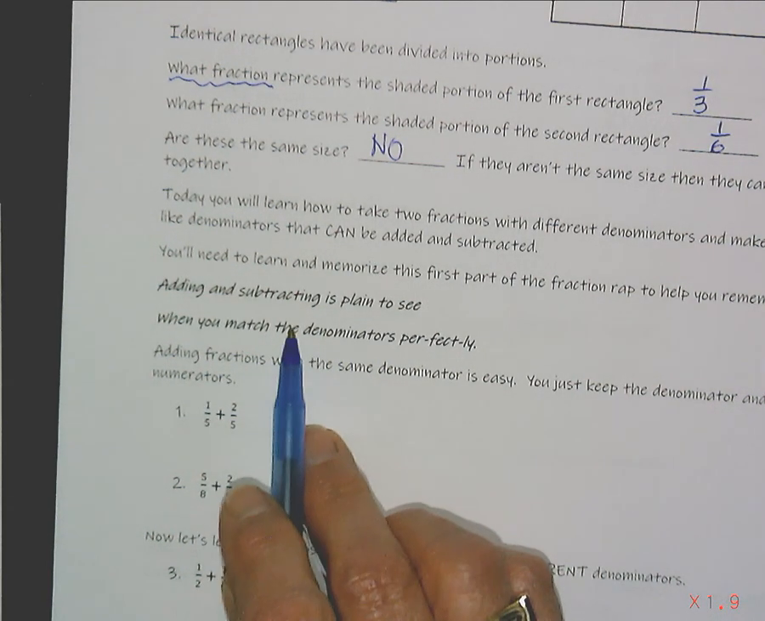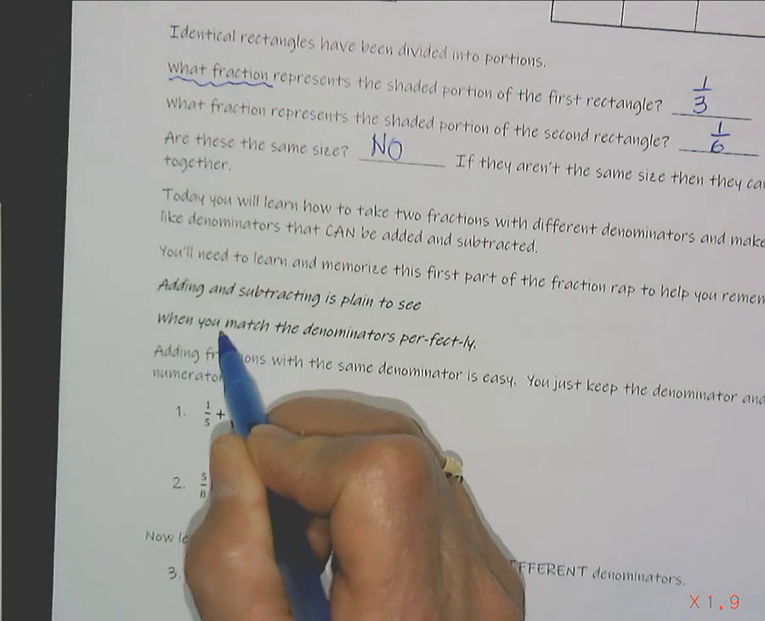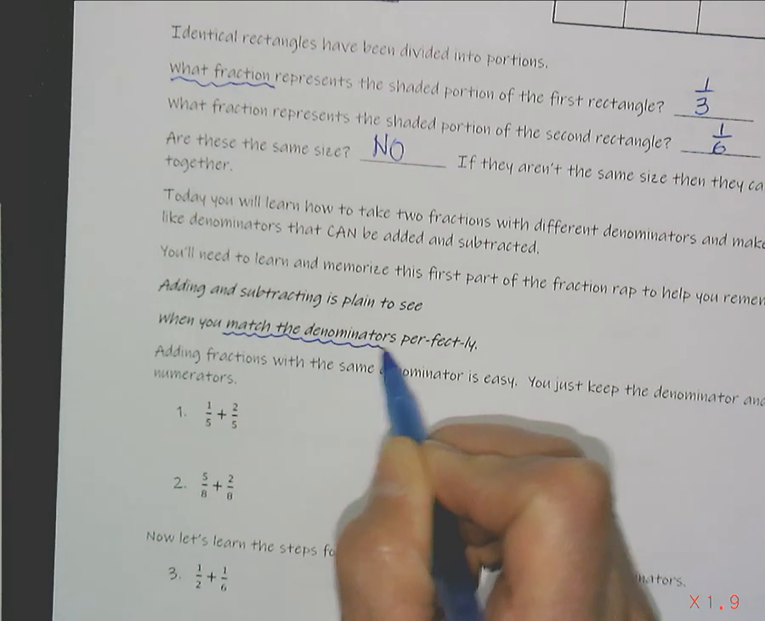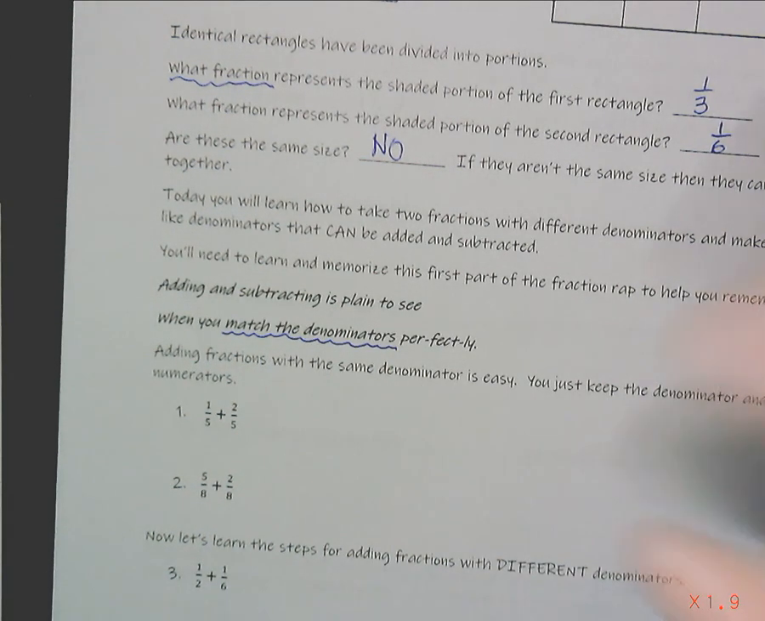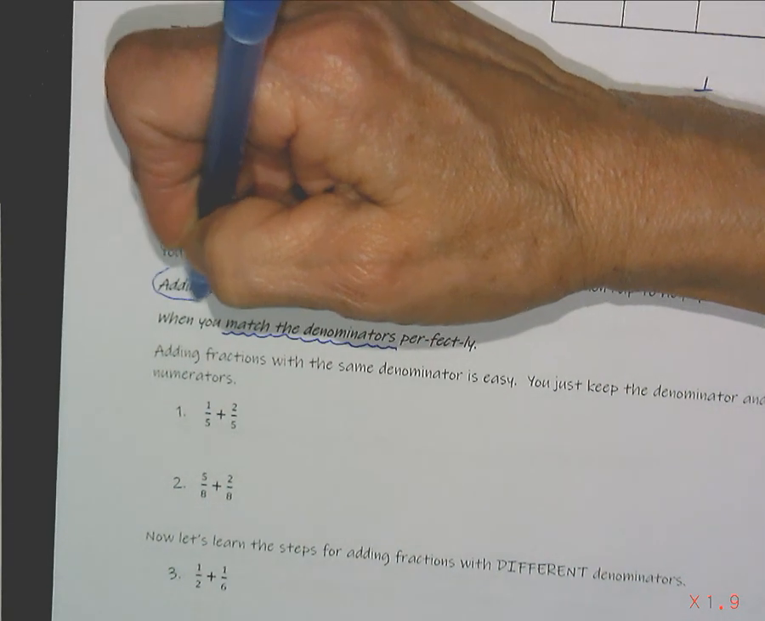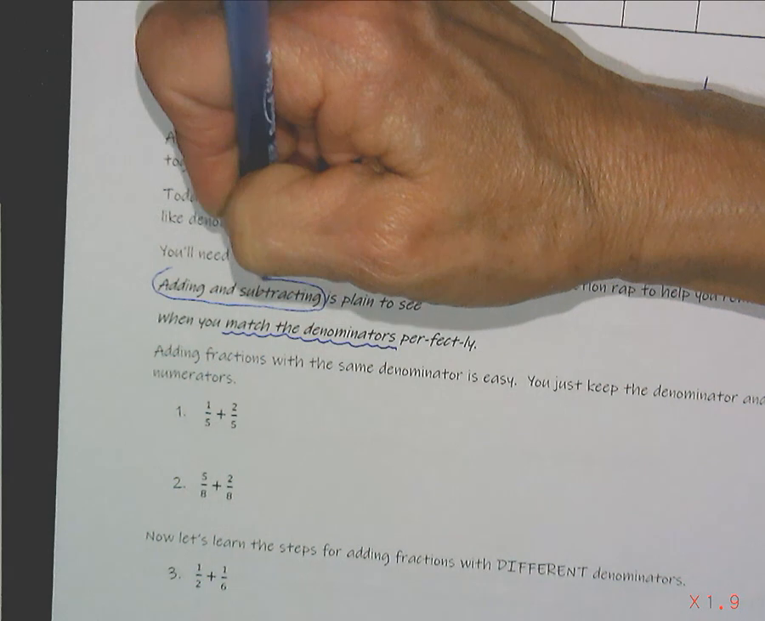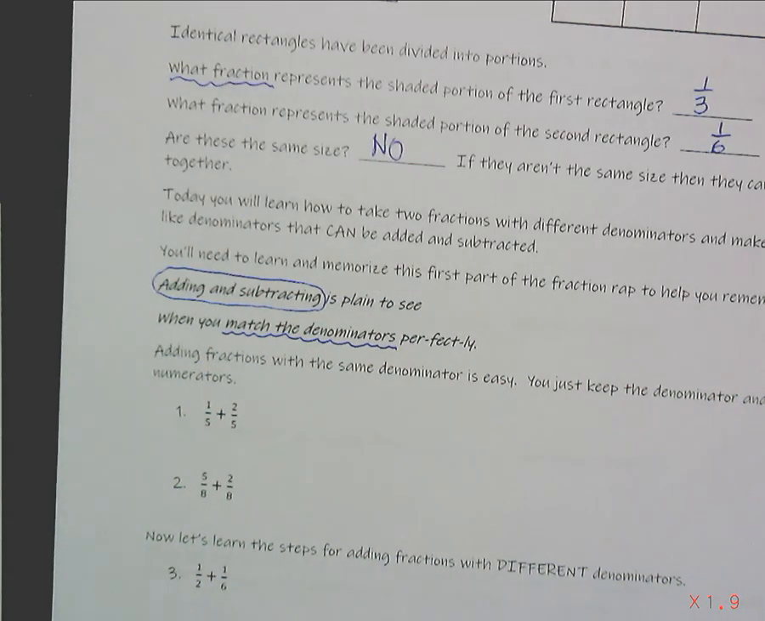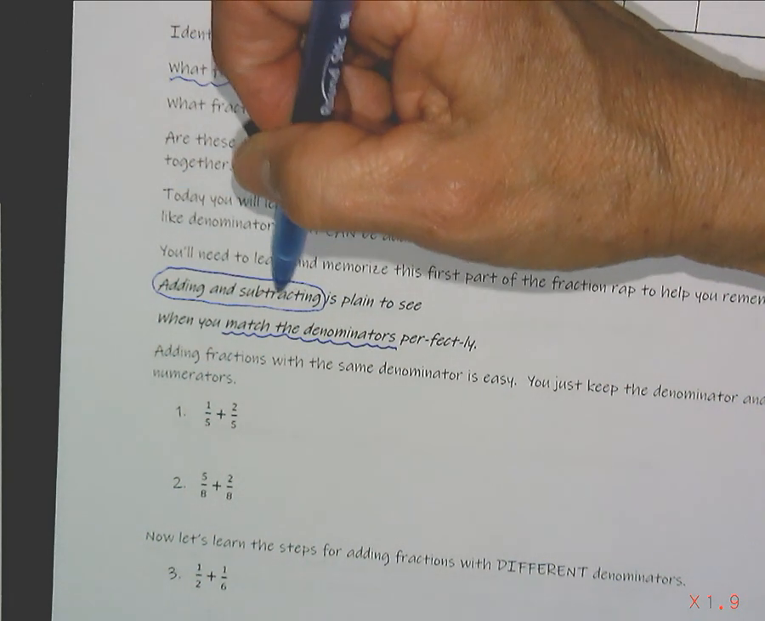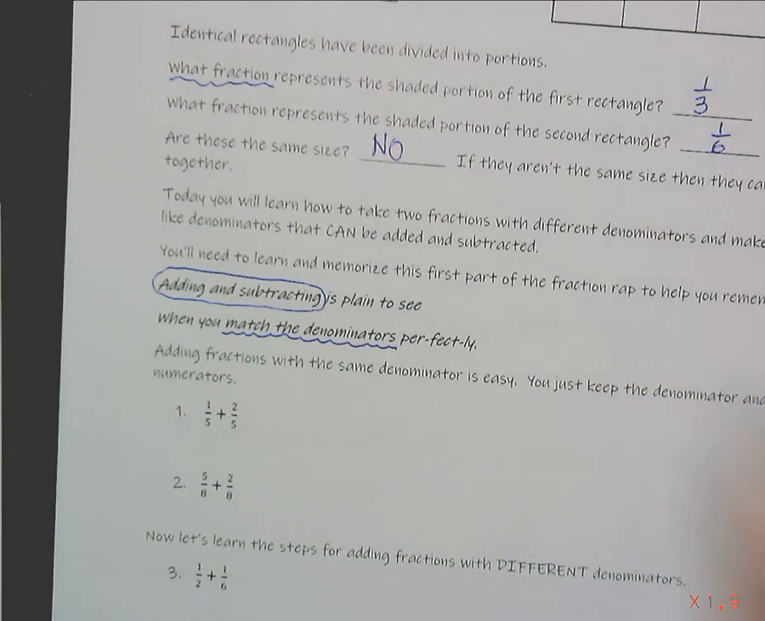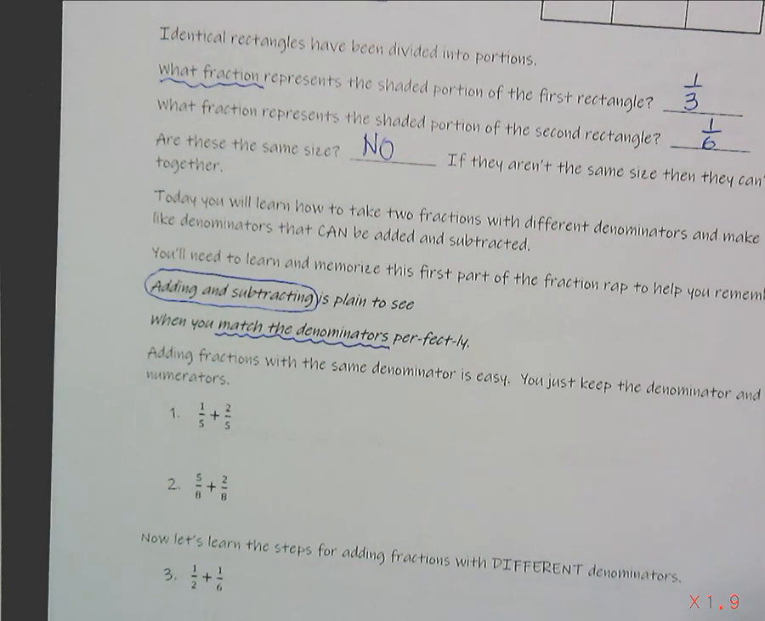Now, it's a little bit goofy. Do you see what it tells you to do? Match the denominators. It tells you what to do, but only when you're adding and subtracting, because when we hit multiplying and dividing, the rules change. So when you're adding and subtracting fractions, you've got to match the denominators. So this little wrap helps you remember the rule that goes with adding and subtracting.